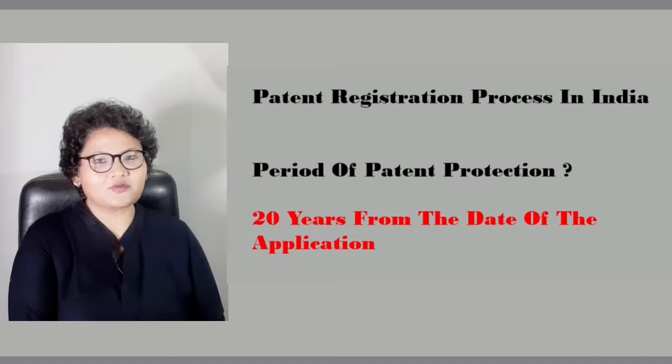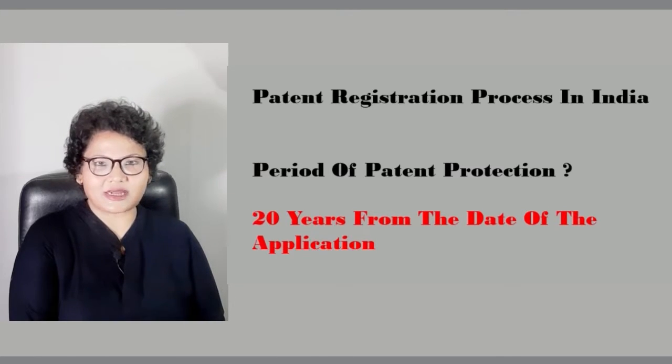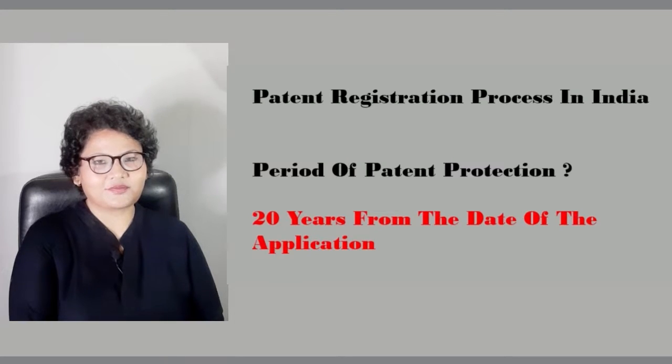And what is the duration of patent protection? The duration is 20 years. But please note that once the patent is granted, the calculation of 20 years begins from the date of the application and not from the date of grant.